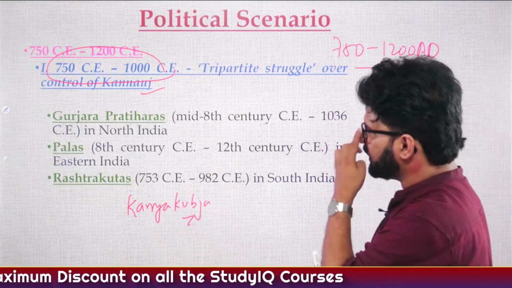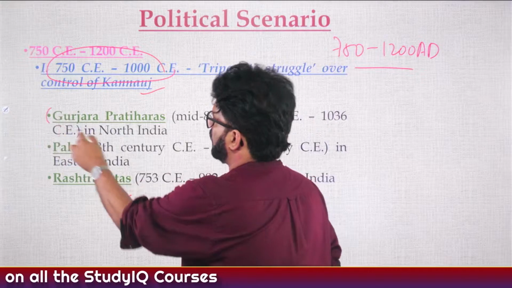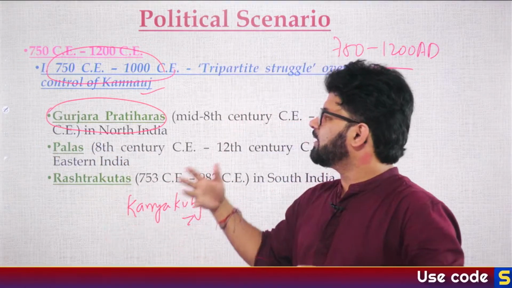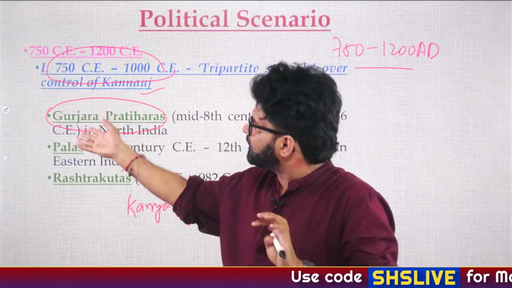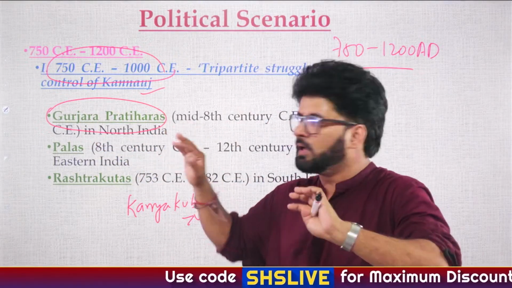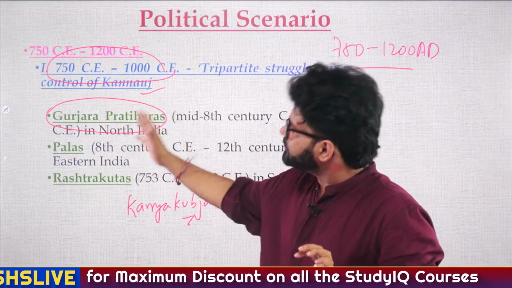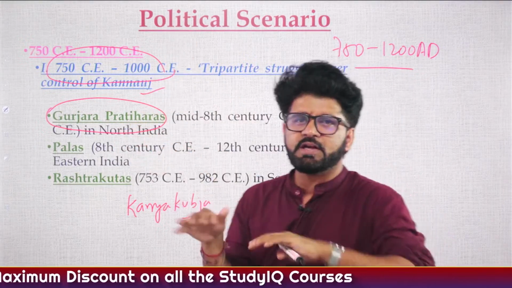As I was saying, Gujara Pratihara won. This whole battle was won by Gujara Pratihara. But in reality, nobody won. Even after winning this battle, what will happen? After this whole struggle, all three will become very weak.